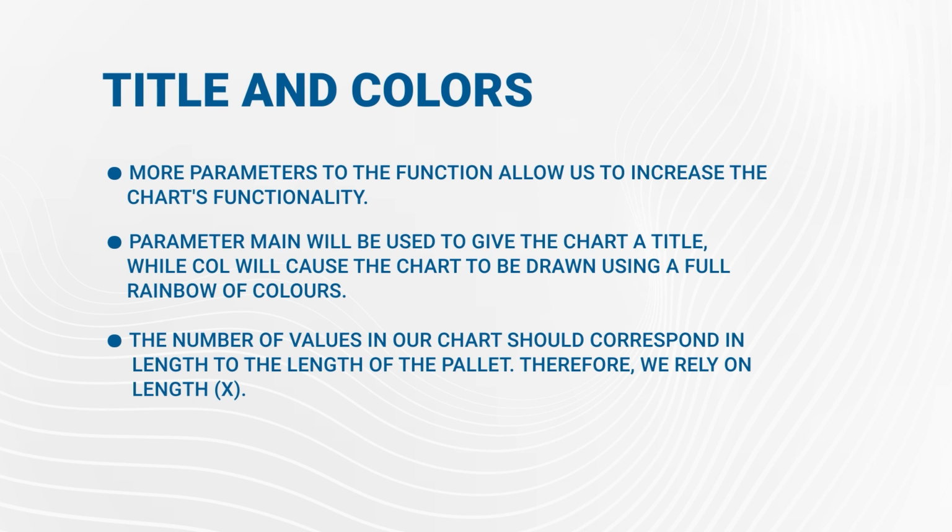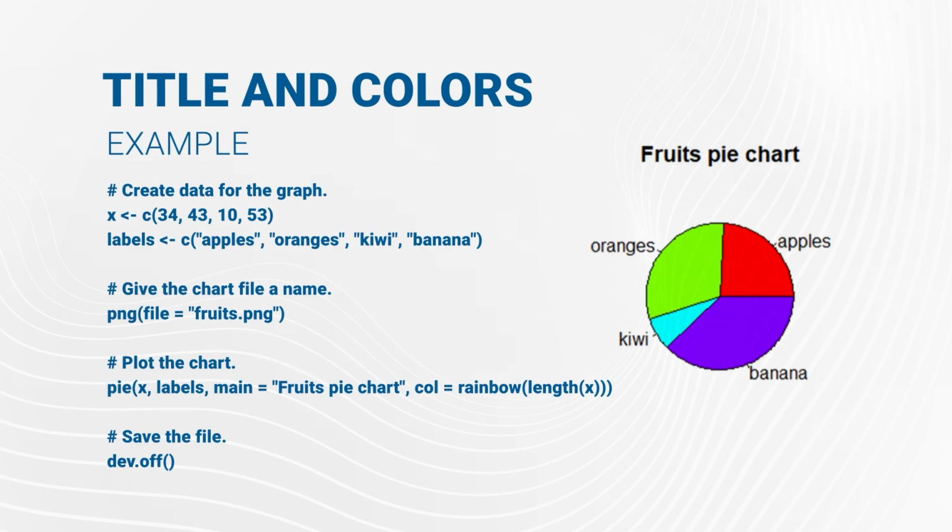I'll show you. If you want to change the color palette or give the title, like you see here, the title in this particular slide is fruits pie chart. Everything is similar. We just have taken the pie function and added some arguments there. If you check here, x and labels are as they are. Now main is the title of the chart. So what is the title of the chart? Fruits pie chart. And what is the color?